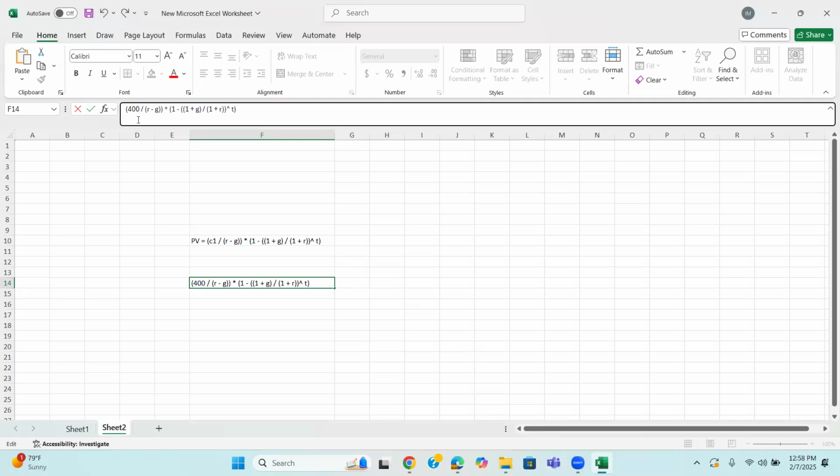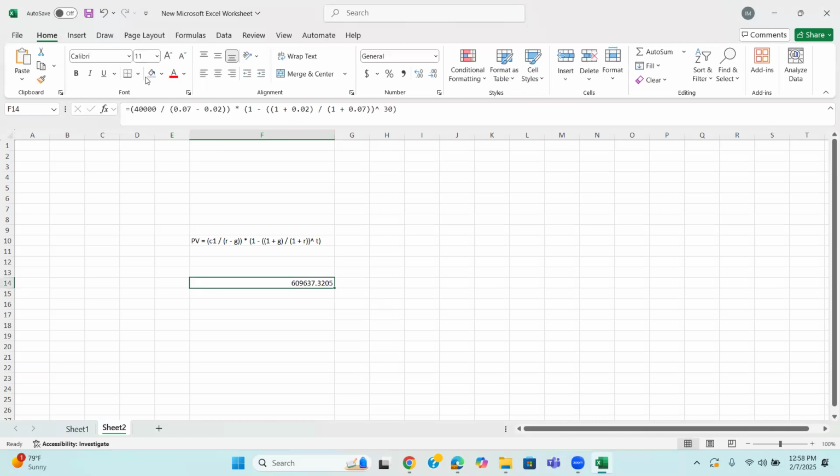and we can just change the values of every component. So it should be 40,000. Our R, the discount rate, is 7%. Our growth rate is 2%. So we are just substituting the value of each of the components. The rate is 7% and our T is 30. Before that, put the equal sign for Excel. Thus, you have the value for the present value of the growing annuity.